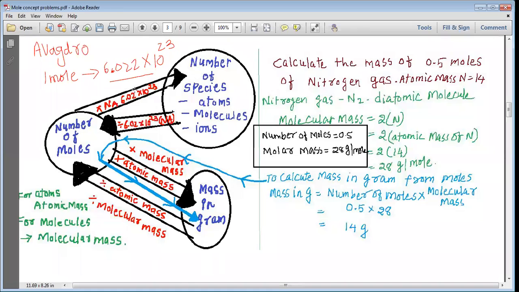So my dear students, using this idea, we can calculate so many things. For atoms we have the atomic mass, and for molecules we have the molecular mass. If we are given the mass in gram, then by dividing the mass in gram by the atomic mass for atoms, and by the molecular mass for molecules, we can calculate the number of moles. And from this number of moles, we can multiply with the Avogadro number NA to get the number of atoms, molecules or ions.